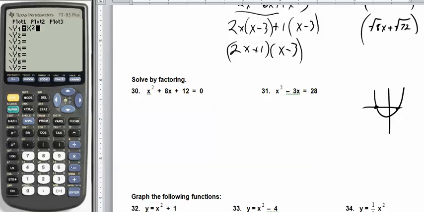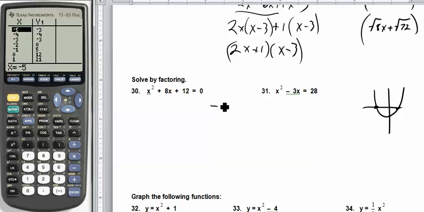So x squared plus 8x plus 12. And let's see if this is going to come out evenly. We go on the graph. It does have solutions, and it looks like they are -2 and -6. But let's look at our table just to be sure. So we're looking for where y is equal to 0. So at -2 and at -6.